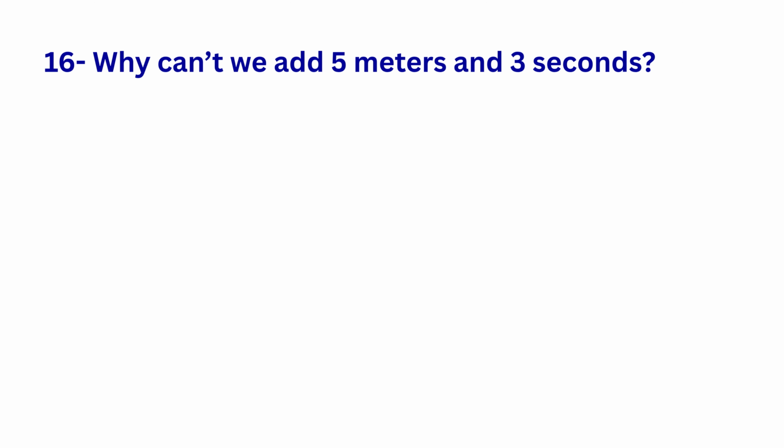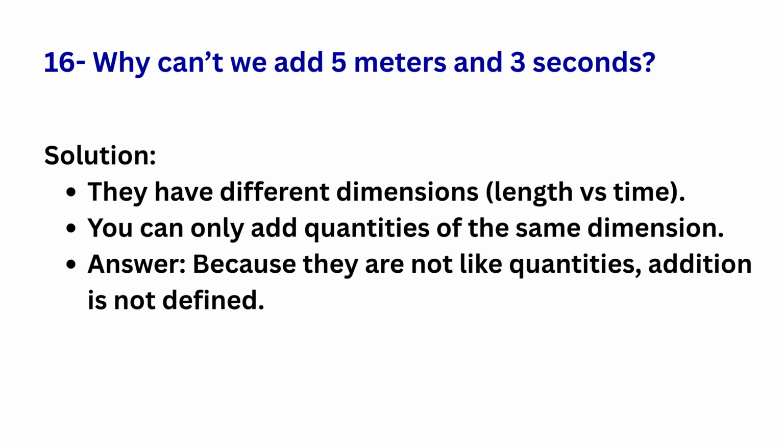Question 16. Why can't we add 5 meters and 3 seconds? Because they represent completely different physical dimensions. Meters measure length, and seconds measure time. Only quantities of the same kind, like 2 lengths or 2 times, can be added or subtracted.